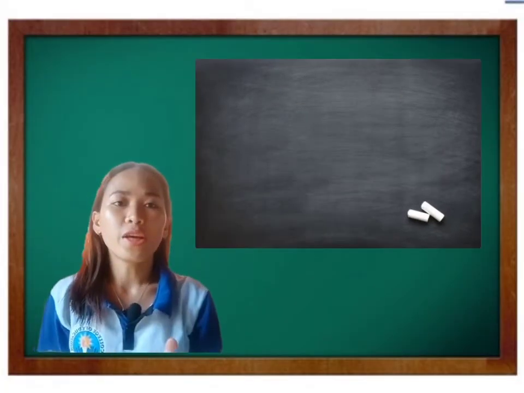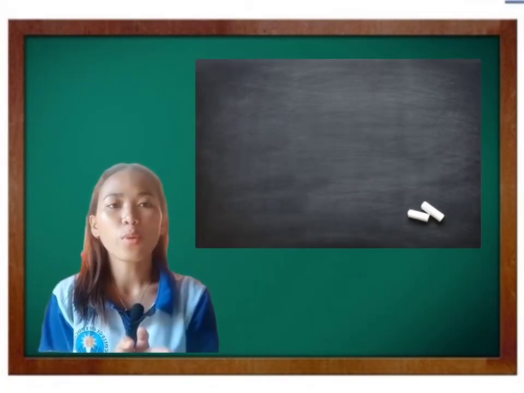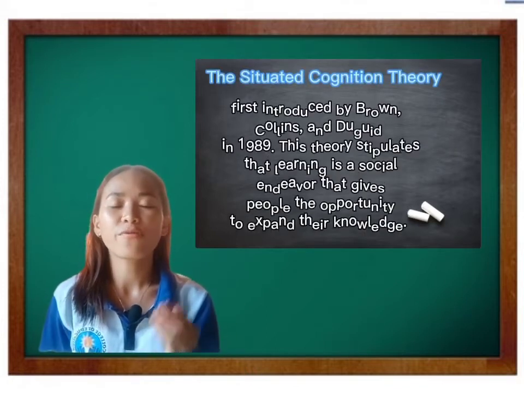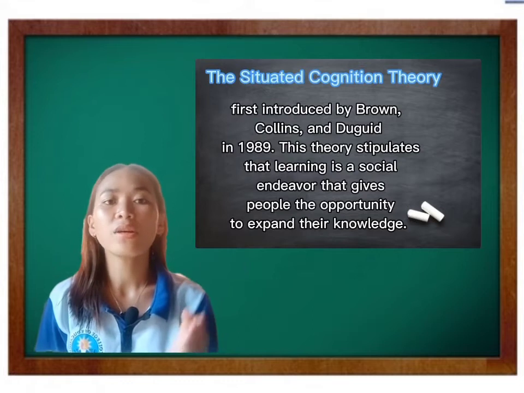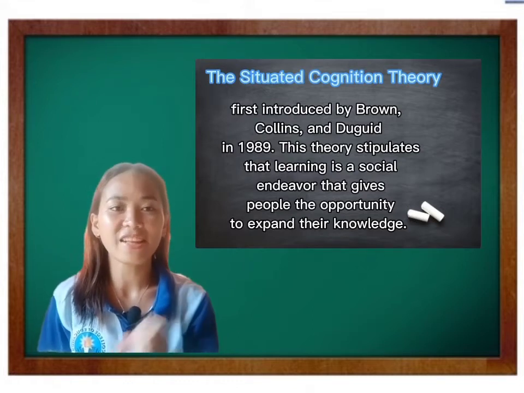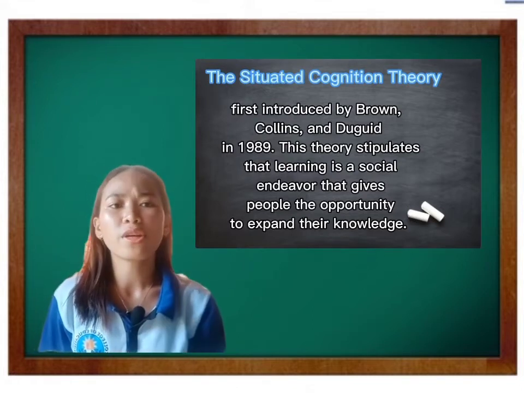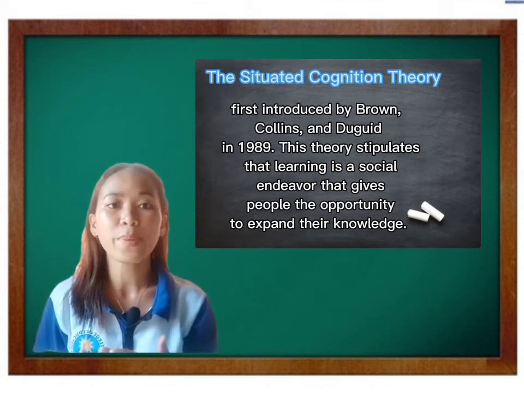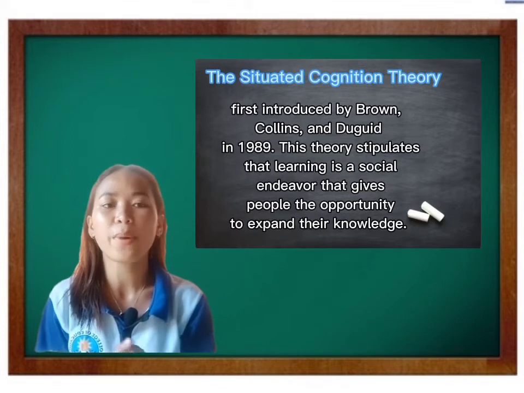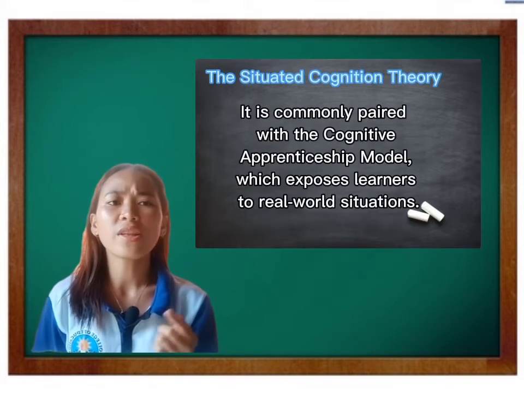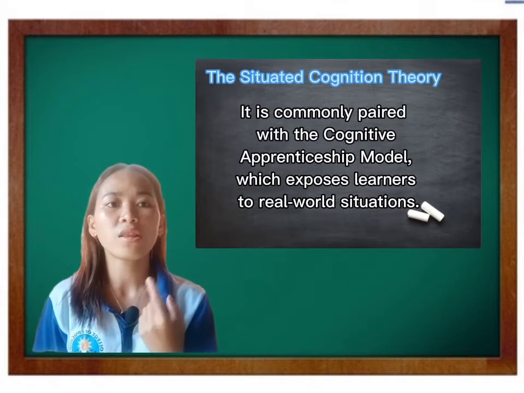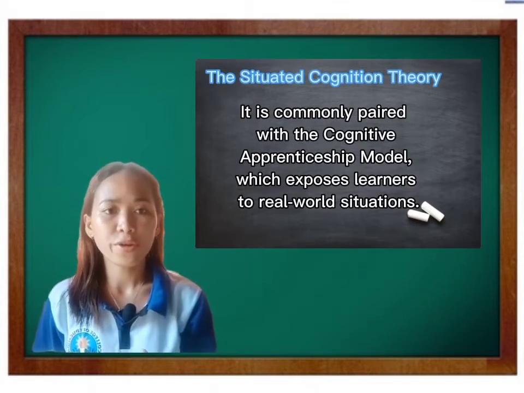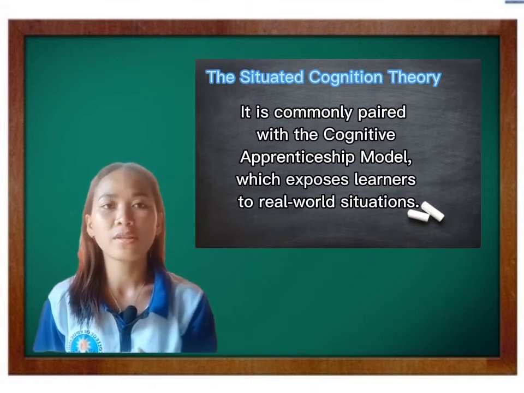The first theory is the situated cognition theory. The situated cognition theory was first introduced by Brown, Collins, and Duguid in 1989. This theory stipulates that learning is a social endeavor that gives people the opportunity to expand their knowledge. So it is commonly paired with a cognitive apprenticeship model, which exposes learners to real-world situations.